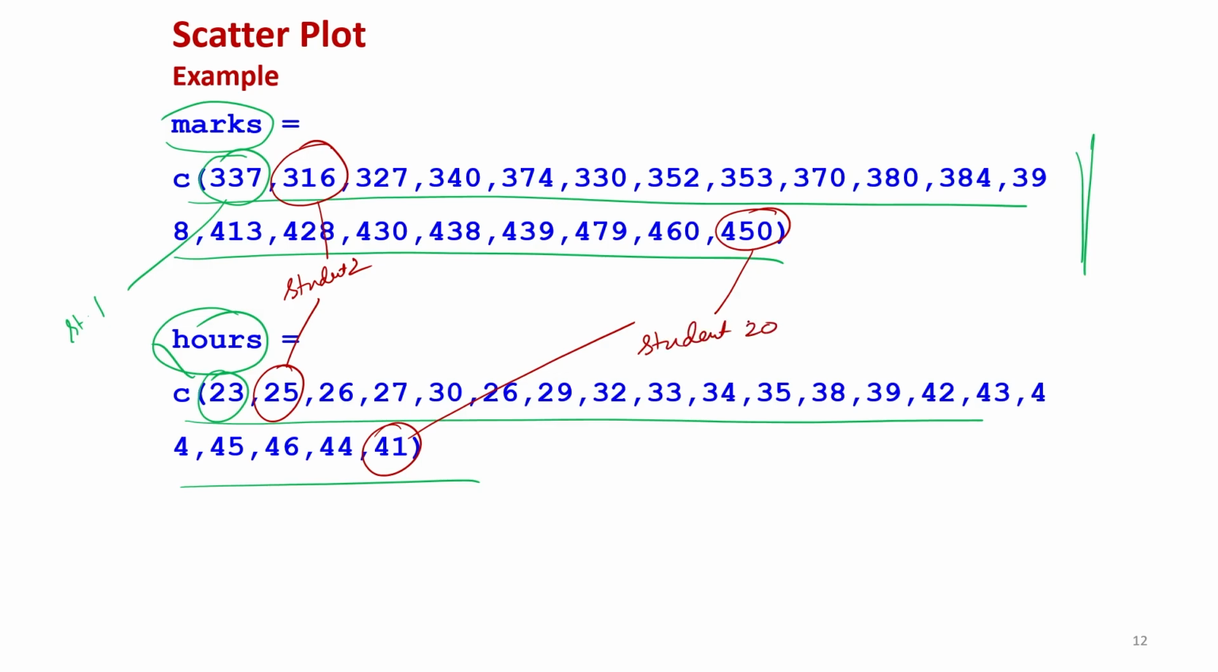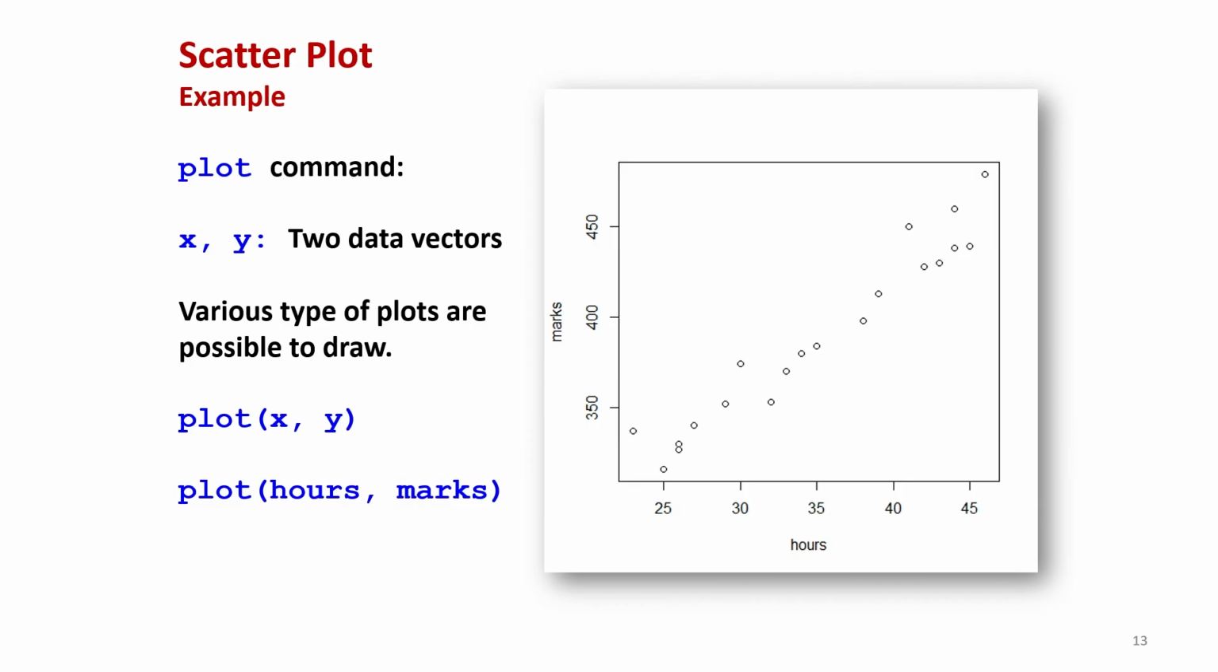So this is how you have to understand, right? Now I try to use here the plot command. Whatever I want to give on the x-axis, I will write first, followed by a comma, and whatever I want to depict on the y-axis is written after that. So I write plot hours, comma, marks. You can see this type of graph coming here.